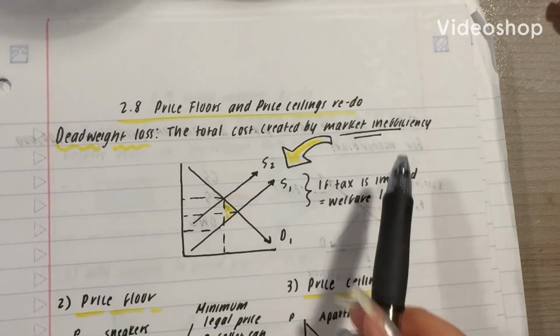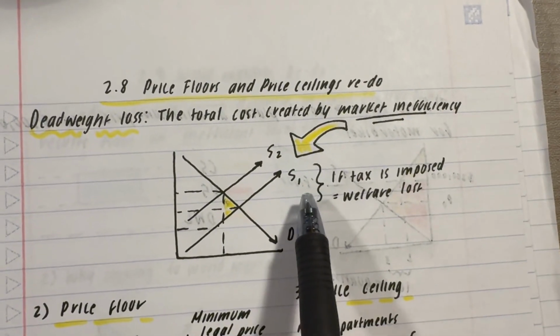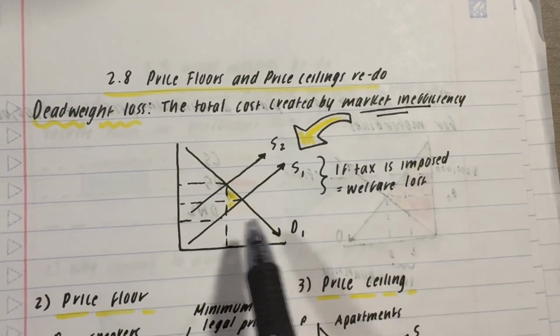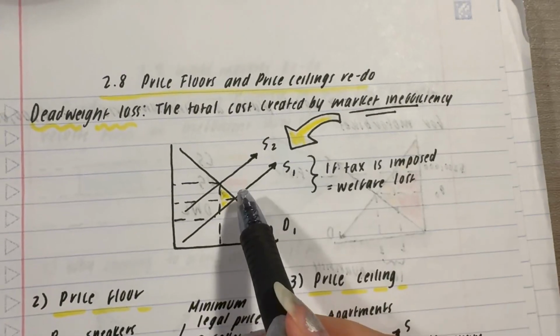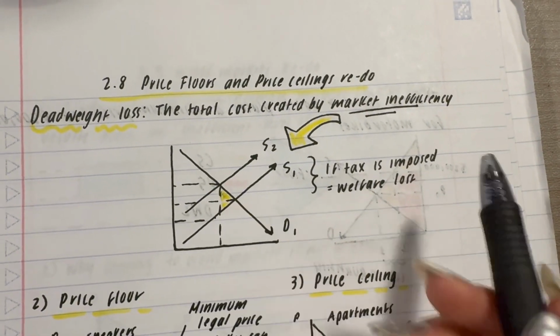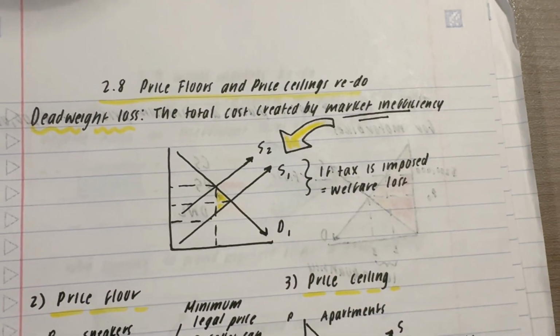So deadweight loss is the total cost created by market inefficiency. So with a tax imposed, for example, this little triangle right here would be an example of deadweight loss because no one is getting any money from that. That's just the welfare lost from the tax imposed.